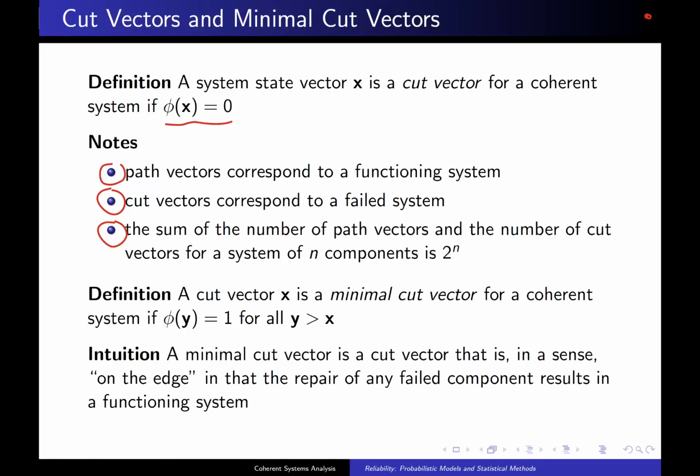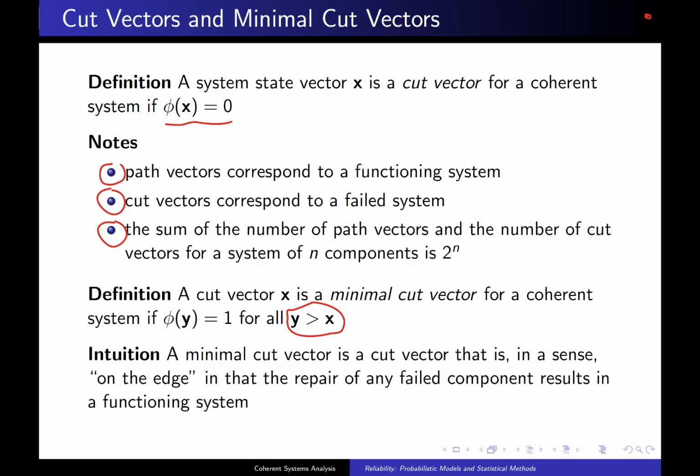Here's another definition. A cut vector x is a minimal cut vector for a coherent system if phi of y equals 1 for all y greater than x. Now this goes back to our definition of inequality for vectors. And what's going on here with a minimal cut vector is, first of all, it corresponds to a failed system. But in addition, if you repair any component in that failed system, the system will go from failed to operating.